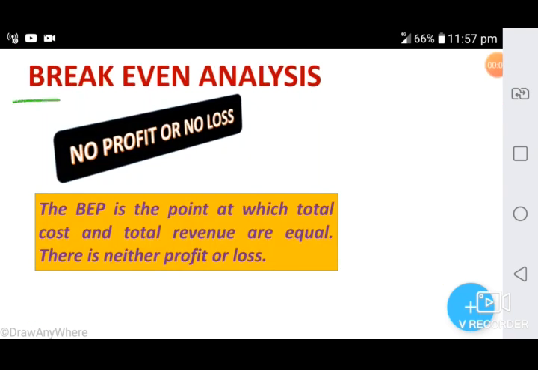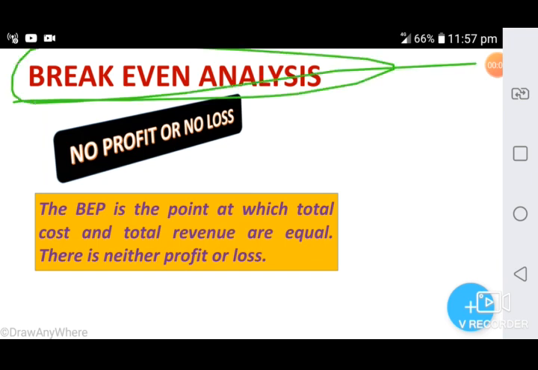Next one, break-even analysis. It's an important term in cost accounting. Break-even analysis is a financial tool which helps to determine at what stage your company or a new service or a product will be profitable. Here the term BEP, which stands for break-even point, is the point at which total cost and total revenue are equal. That means there is neither profit nor loss. No profit, no loss.